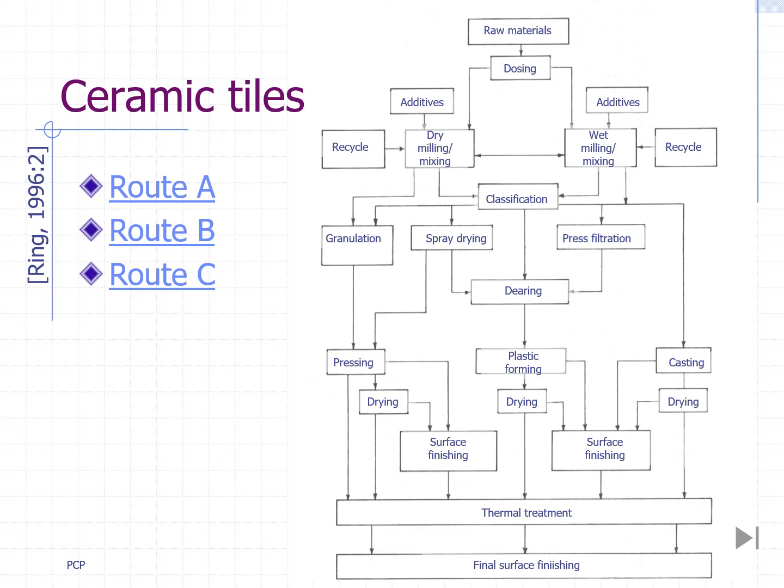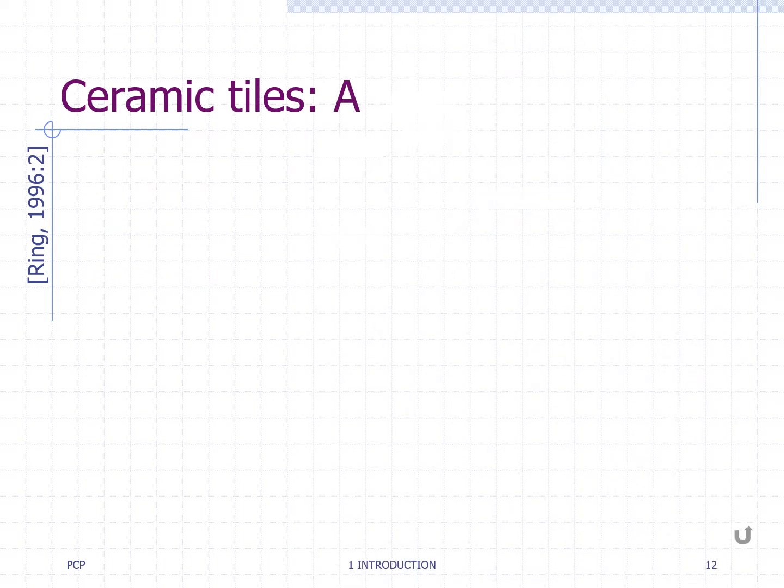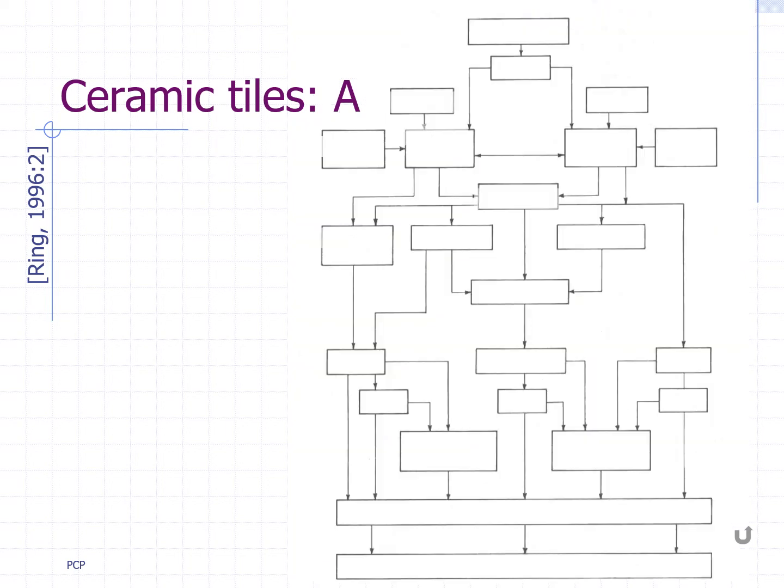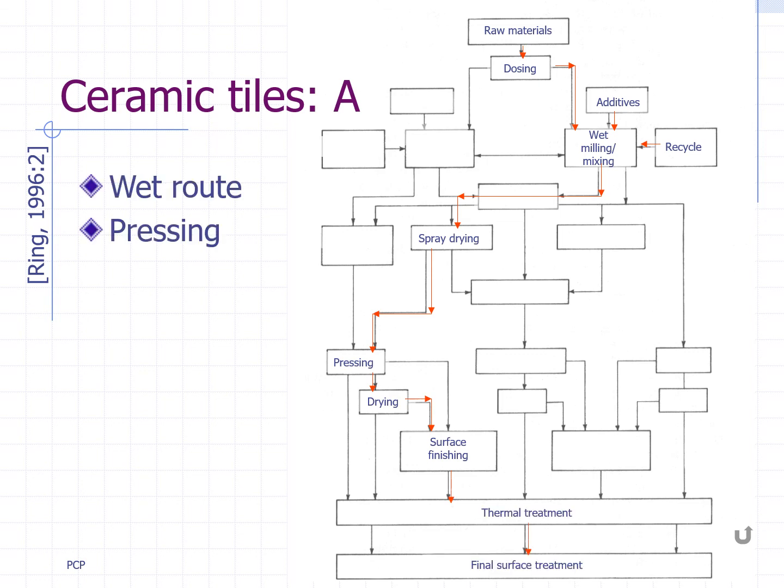In order to differentiate some technological routes in ceramics processing, for instance, for traditional tiles, we can explore again this generic flowchart. The first option comprises a so-called wet route, starting with the raw materials being milled or mixed in a ball mill with the help of some liquid, normally water. The produced slurry is spray dried into granules, which are in turn pressed, dried, and may have a surface finishing before being heated and surface treated.